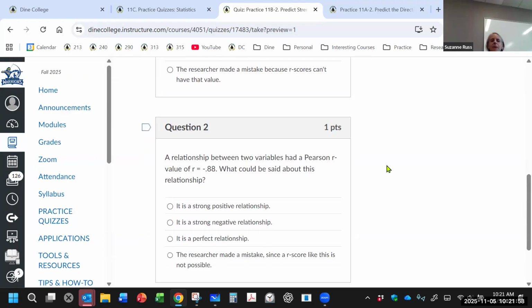Let's just do one more together. The relationship between two variables had a Pearson r value of r equals minus 0.88. What could be said about this? First off, is this a positive or negative relationship? Negative. We see our minus sign, right? So we know we have to rule out the other ones. It's a strong negative. We know it's not perfect because we'd have a score of exactly 1, and we don't see a number greater than 1, so we know that this is possible.